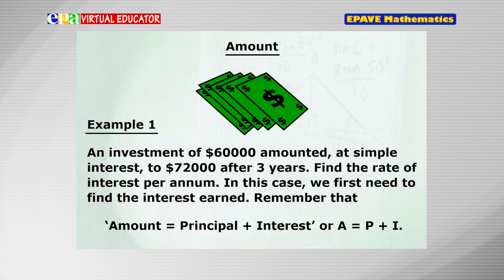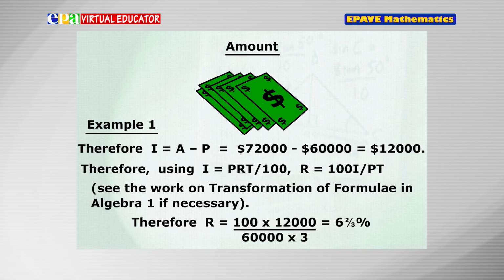Here is an example. An investment of $60,000 amounted at simple interest to $72,000 after 3 years. Find the rate of interest per annum. In this case, we first need to find the interest earned. Remember, amount equals principal plus interest, or A equals P plus I. Therefore, I is equal to A minus P, which is $72,000 minus $60,000, which is equal to $12,000.